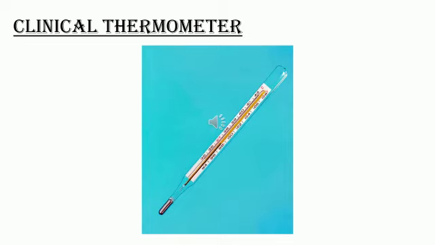Clinical thermometer is designed to measure the temperature of the human body only, and the temperature of the human body normally does not go below 35 or above 42. That is the reason the thermometer has a range between 35 to 42 degrees only. It will be in between that. You can see in the picture also, it starts from 35 and ends with 42. In between the temperature varies.